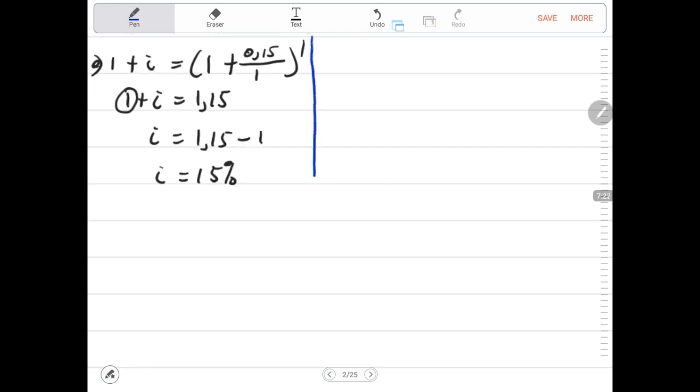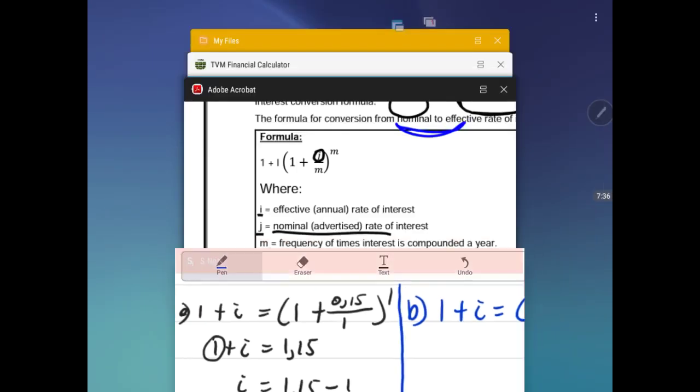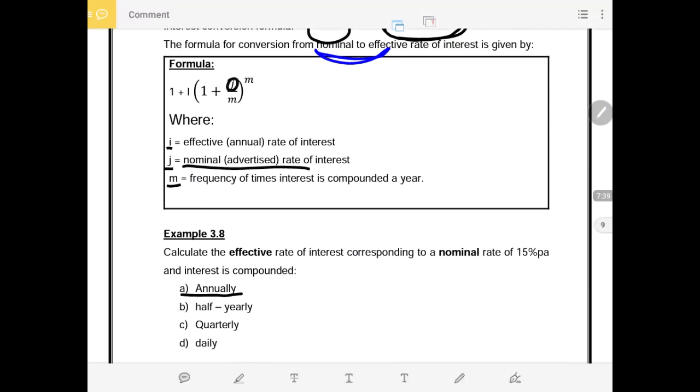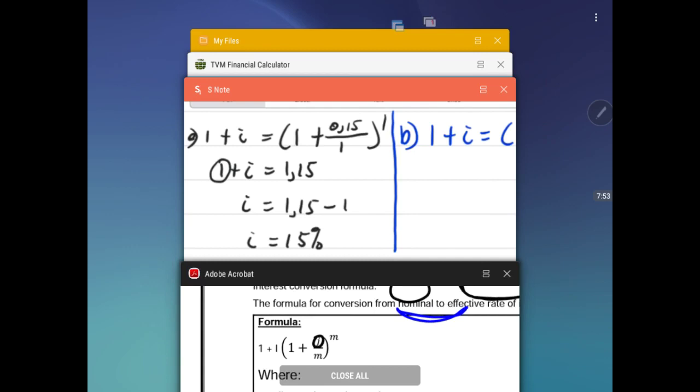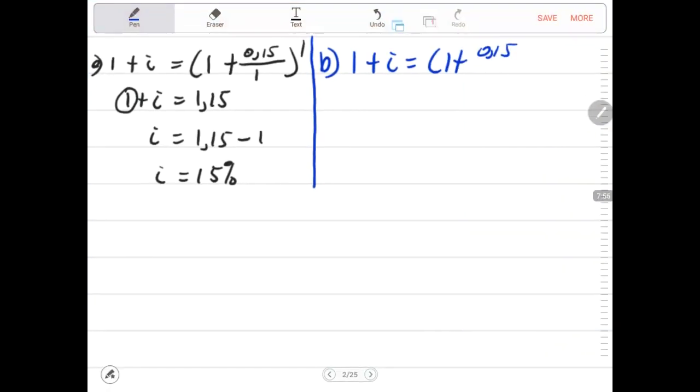Then we go now to number B. Let us see what number B has in store for us. It is still the same formula, 1 plus I equals 1 plus 0.15. How often is the interest compounded in number B? They say let us calculate our effective rate of interest, assuming that our interest is compounded half yearly, meaning twice a year, and we know that our effective will be greater than our nominal. So now it is twice a year, meaning our M is 2. Then we have 1 plus I divided by 2 here to the power of 2.